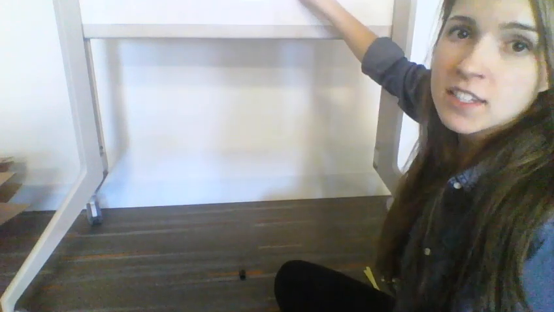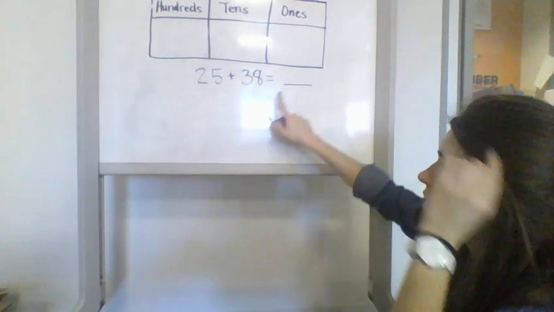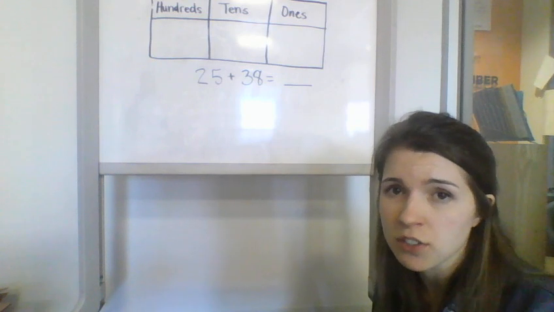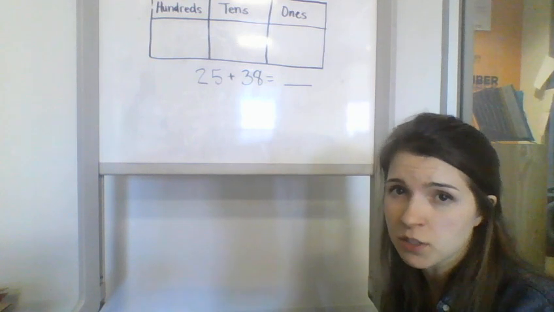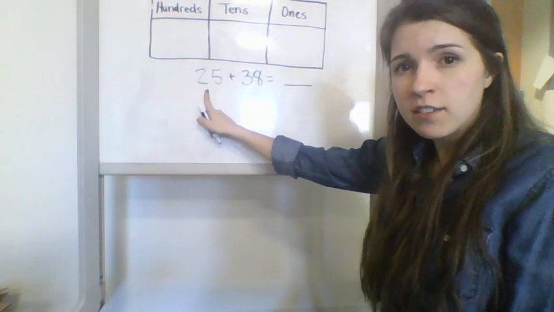So if you look in your book, it gives you this problem. It says 25 plus 38 equals, and this is the sum. This is the sum that we need to figure out. So I'm going to teach you a new strategy that you can do to try to solve this 2-digit addition problem. So first, we're going to write each of these numbers as a set of 10s and 1s.